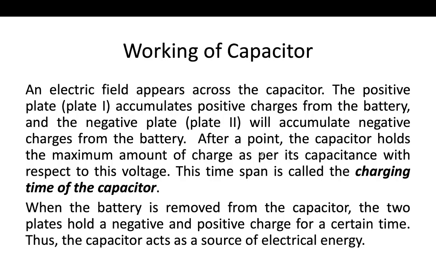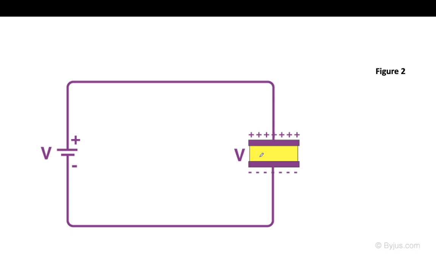Let's go further. Now we see this picture. An electric field appears across the capacitor. Why is an electric field created? Because both plates are now charged, negative and positive.